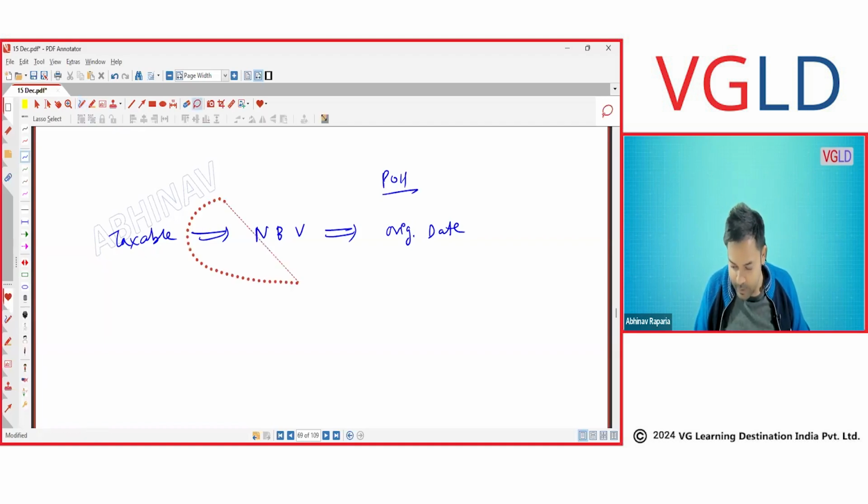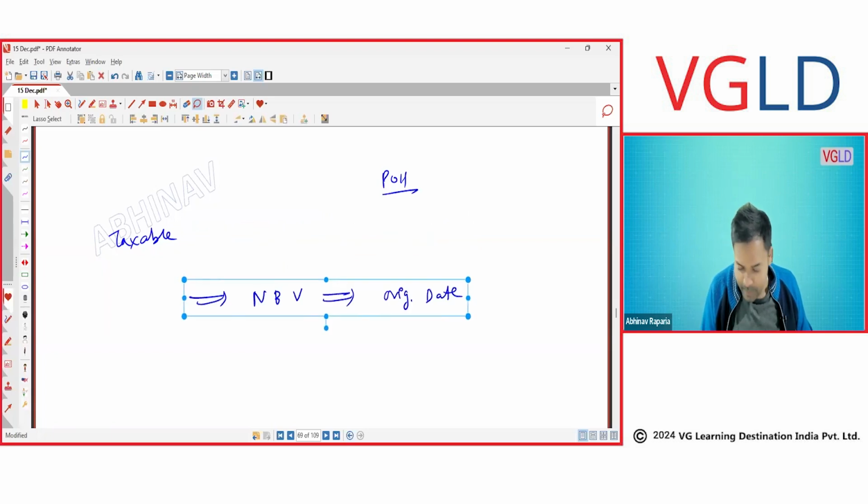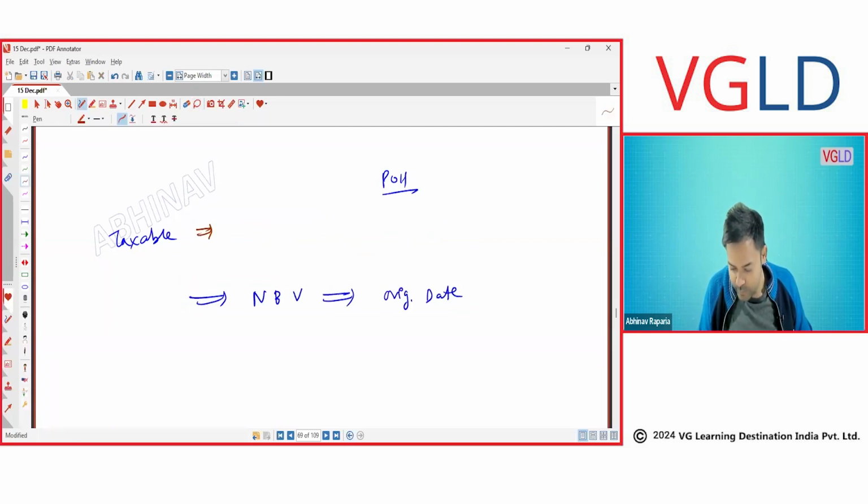Guys, when it is taxable, I don't take net book value. I take fair market value, and this would be from the date of transfer. The other one would be whenever it is non-taxable. Clear? Everyone, clear?